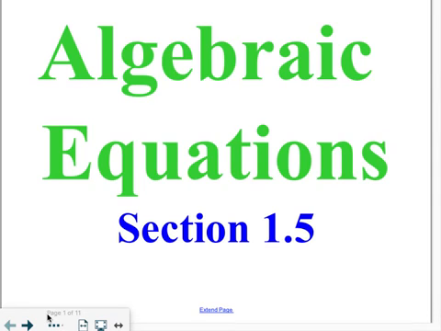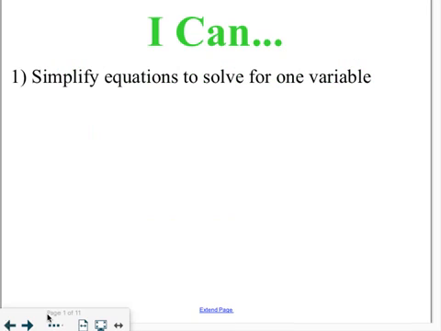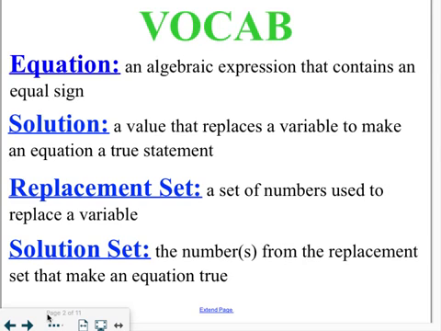Class, today we are talking about section 1.5, which is algebraic equations. By the end of today, we'll be talking about simplifying equations to solve for a single variable. Some vocab that we got going on.